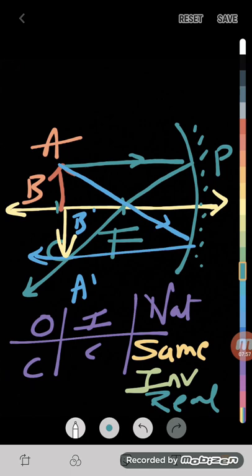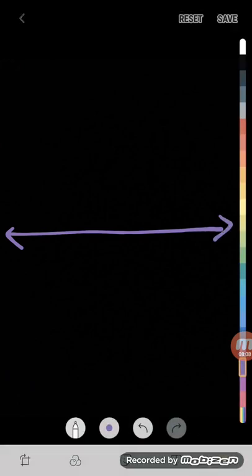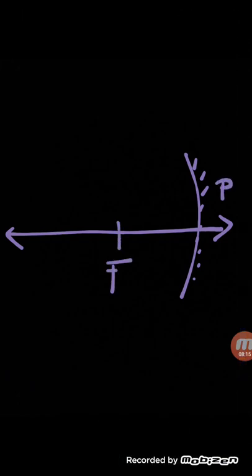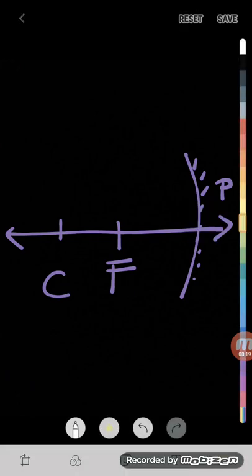Same size, inverted and real, right? The next one, suppose this is the principal axis, this is our mirror, pole, 3 centimeter focus, 3 centimeter center of curvature. If the object is between center of curvature and focus, what happens?